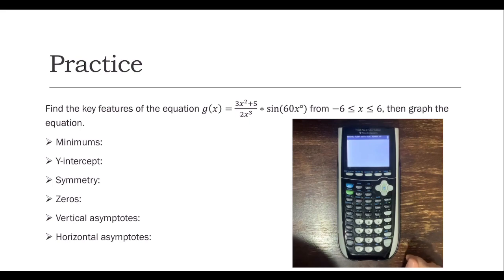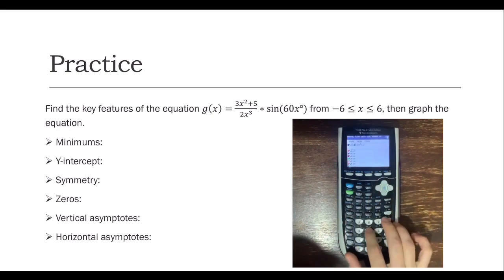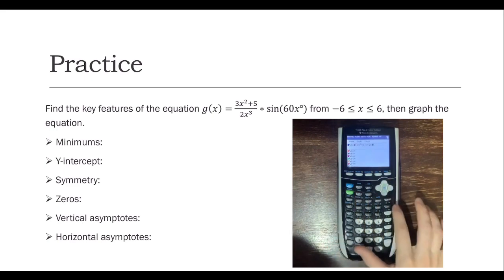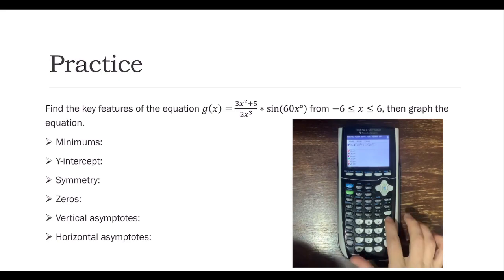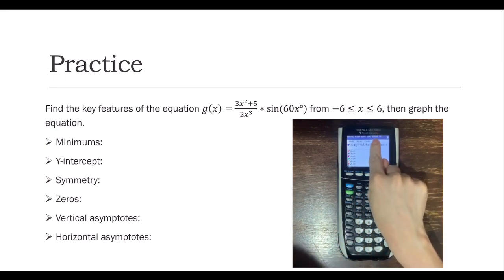We'll start by putting g of x into y equals. We'll put our numerator and denominator in parentheses so that it's clear what the numerator and denominator are. So 3x squared plus 5, in parentheses, divided by 2x cubed. And then we're going to multiply that by the sine of 60x. And we want to make sure we're in degree mode, which we are, so that's good.